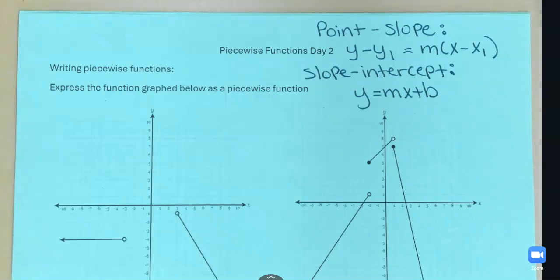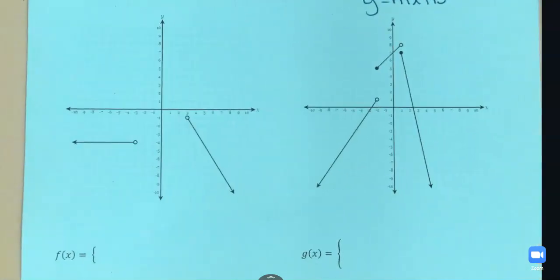So I'm going to show you how to do both because both are acceptable. Delta Math will accept both of those answers, and I will accept either answer on your test. So off to the races with this first one.